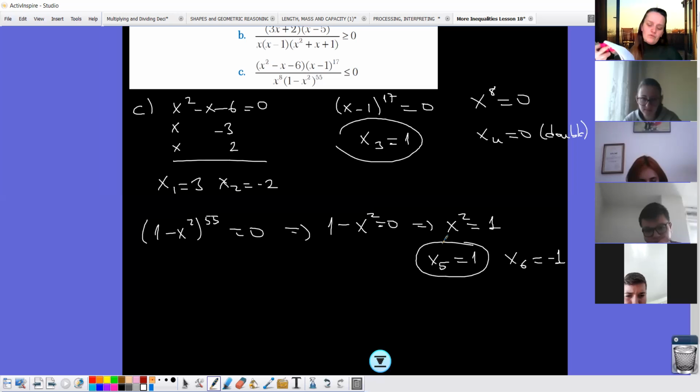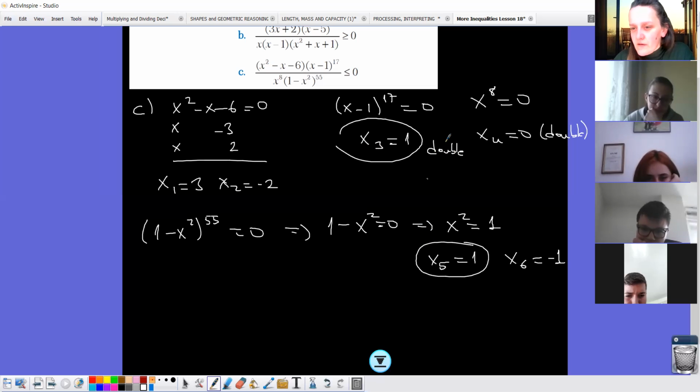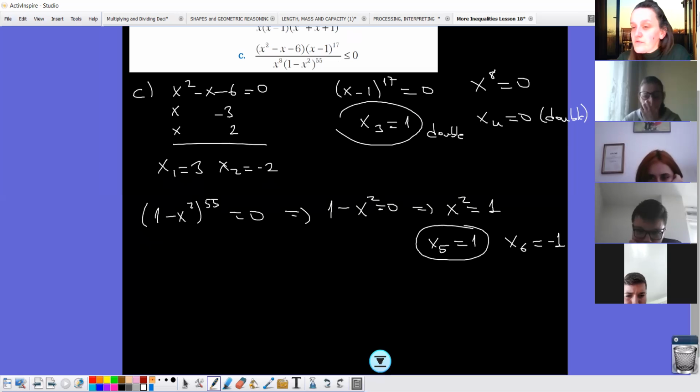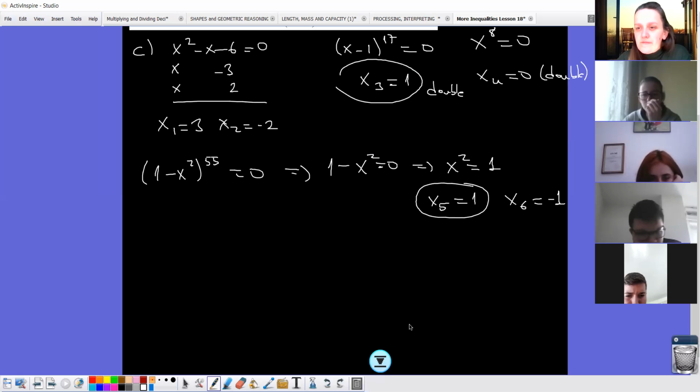Now, when I draw the sign chart, because here we have two roots, x3 and x5 are the same. So this one is also a double root, okay? Because both the roots are the same. Do you remember the definition of double root? If x1 is equal to x2, it's called a double root, okay? So because we found here 1 and here 1, 1 is the double root.